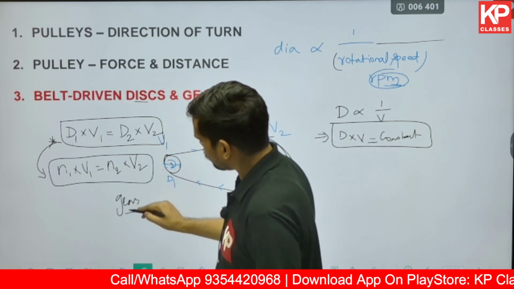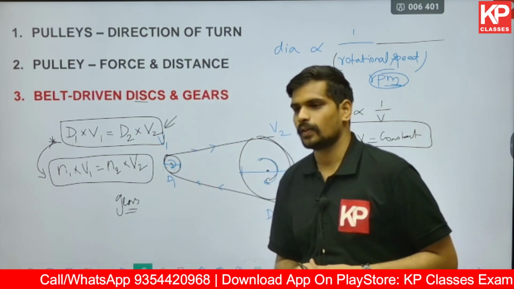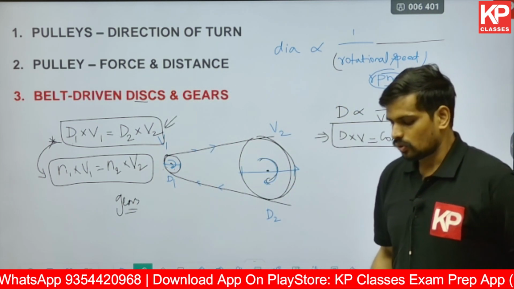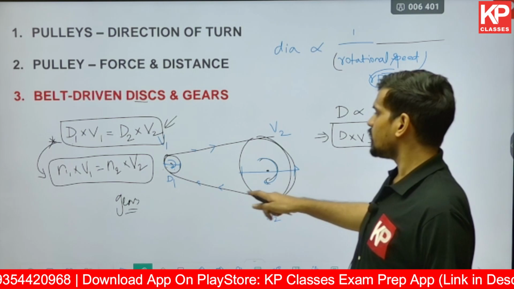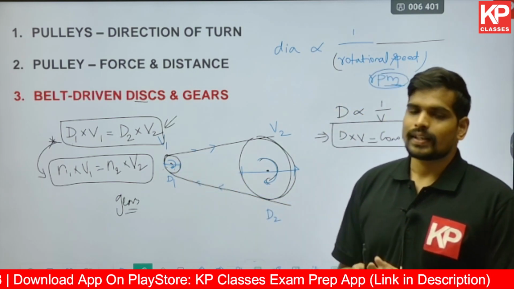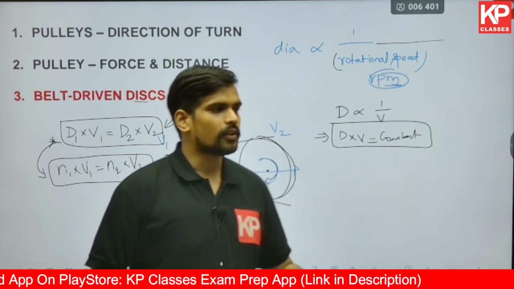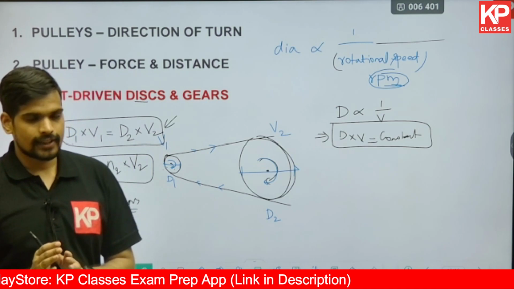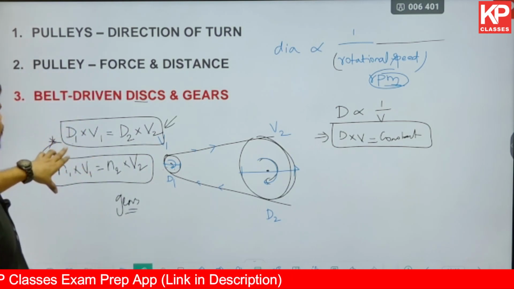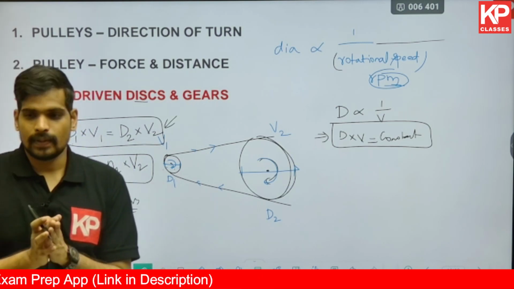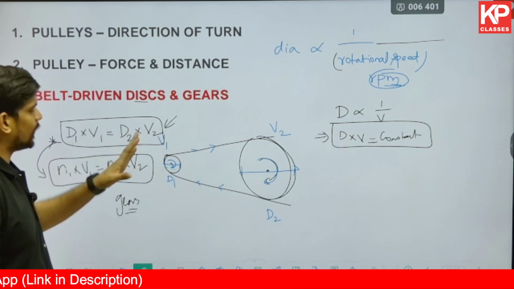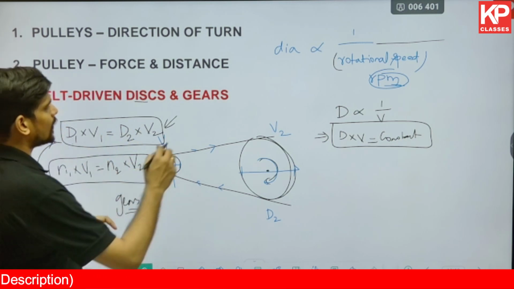But even in gears, many times you apply the same concept because diameter would be given to you. So the simple concept to be remembered is that the number of turns in the smaller disc or smaller gear will always be high compared to the other connected larger disc or larger gear. The mathematical relation is given by the equation d1 into v1 is equal to d2 into v2.